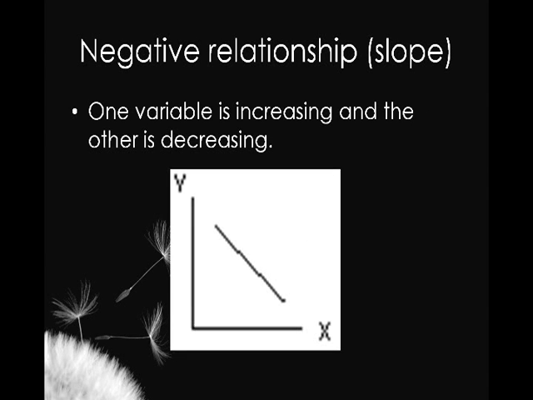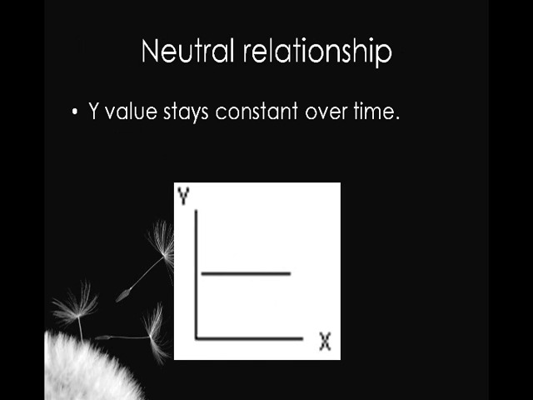A negative relationship is when one variable is increasing and the other is decreasing. In this case, the x value is increasing while y is decreasing. That creates a downward slope, or a negative relationship, like is shown here. Also, we could have a neutral relationship, in which one value stays constant over time. In this case, the y value is staying constant, but the x is increasing, so it creates a horizontal line. We call that a neutral relationship.